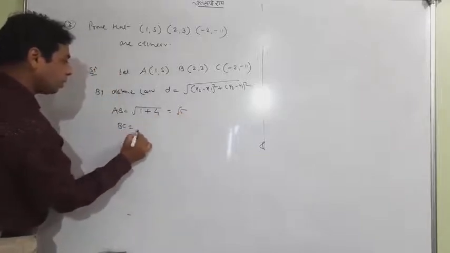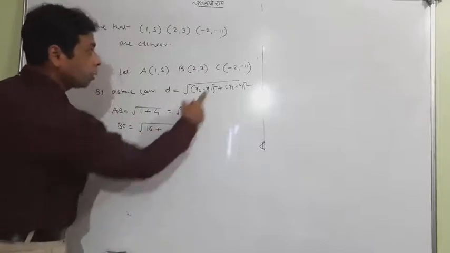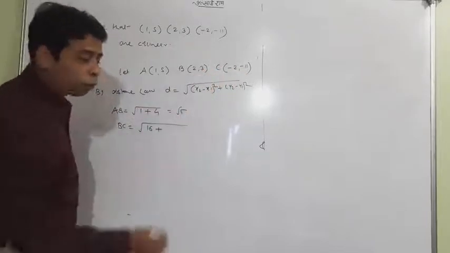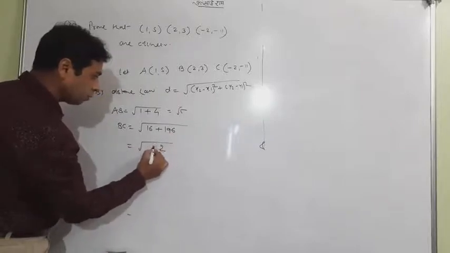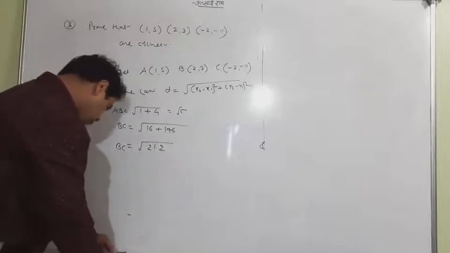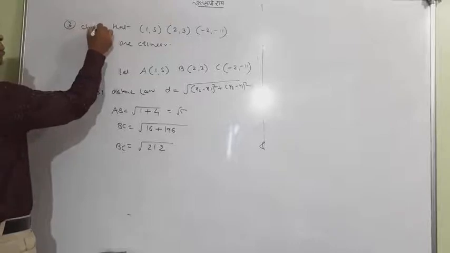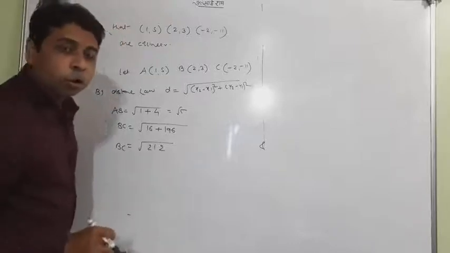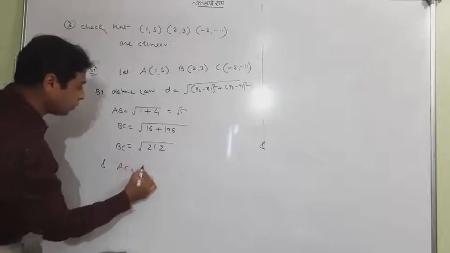Now BC is equal to: minus 2 minus 2, minus 4, square 16, and then minus 11 minus 3, minus 14, is 196. So the answer is 212. BC is equal to root 212. And the question is not true, but check. Check. Not true but check. BC equal to root 212, and now it's AC.